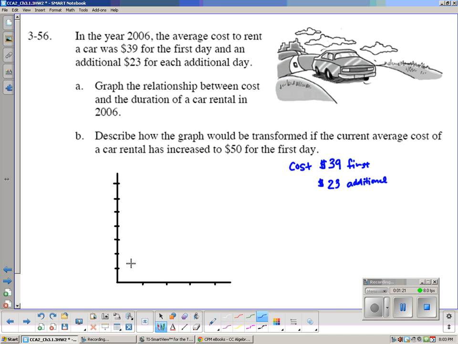So we're going to set up our graph here. Obviously, the number of days that you're going to have the car is going to determine how much you're going to pay. So our independent variable there is going to be the number of days. Sorry, that's a pound symbol, or the number symbol there. Number of days. And our output of our function here is going to be our total cost. So we'll say that our y-axis here is going to represent our cost.